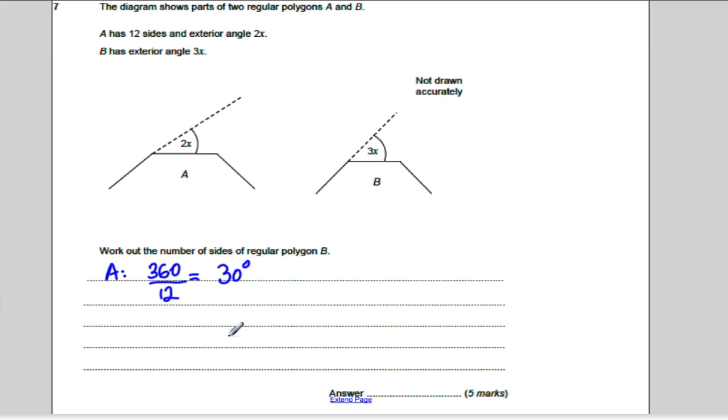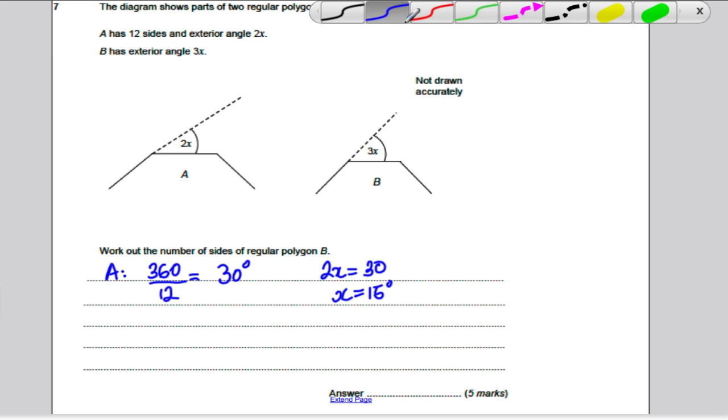degrees. But I know that each of those angles is given by the expression 2x. So I know that 2x must equal 30, and therefore x must be 15 degrees. So this is all to do with shape A. Let's move on to shape B.